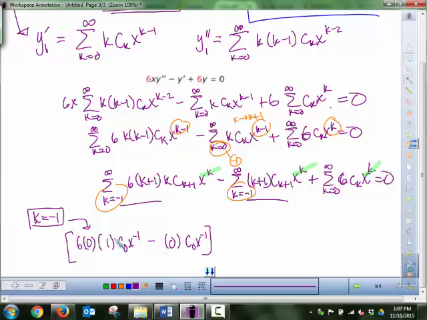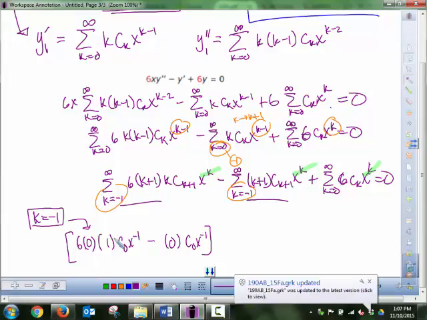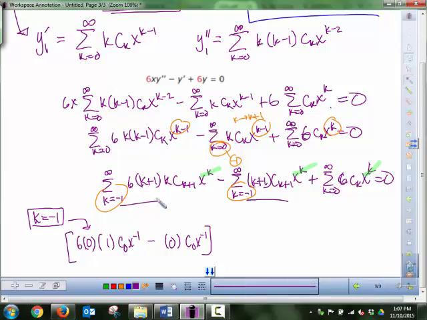Because 0 is a solution to the indicial equation, this is the reason why we're getting 0 for this. But we should always expect that. Expect this to be 0. All right. Now that the negative 1 is gone, we can imagine that starting everything at 0 here. So everything else will start from 0.